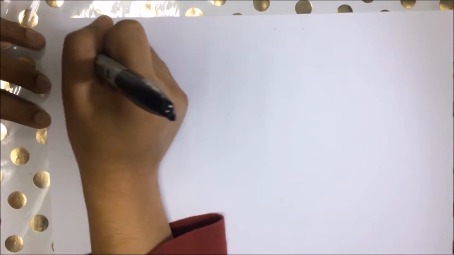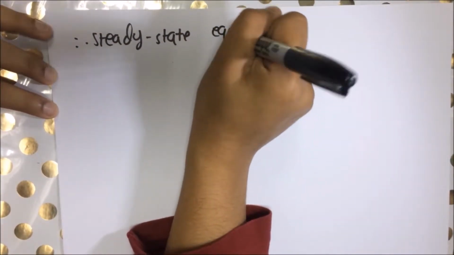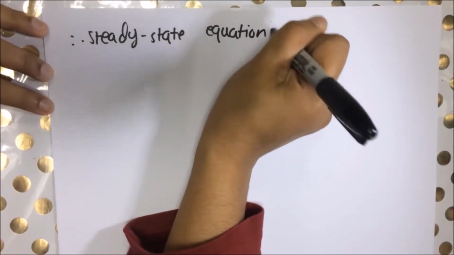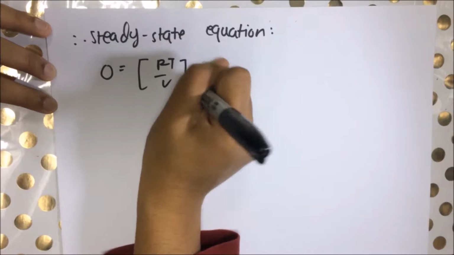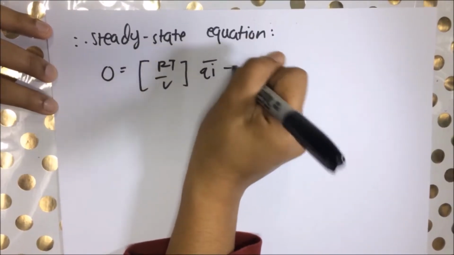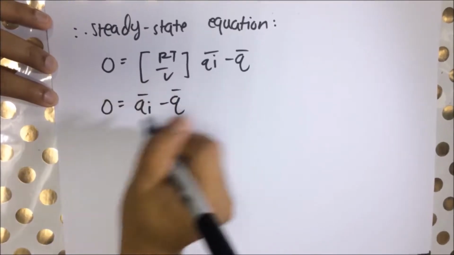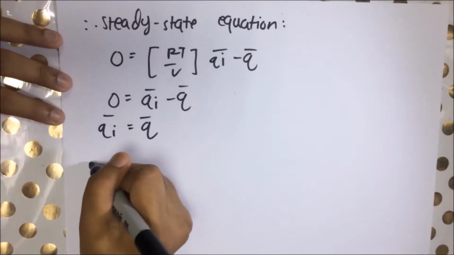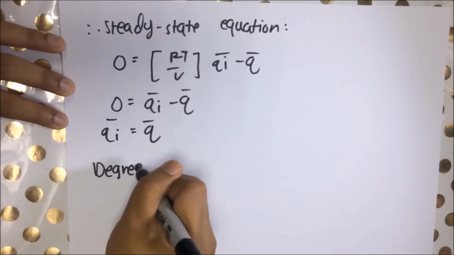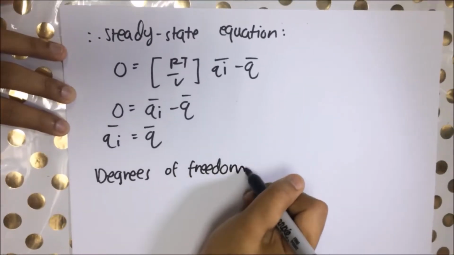So now we simply find the steady state equation, and how to find it is that we make dP/dt equal to 0, so that will leave us with 0 equals RT over V times (Qi bar minus Q bar). We bring the RT over V to the left hand side, and Qi bar minus Q bar both, since those 2 variables are the ones that we cannot control.